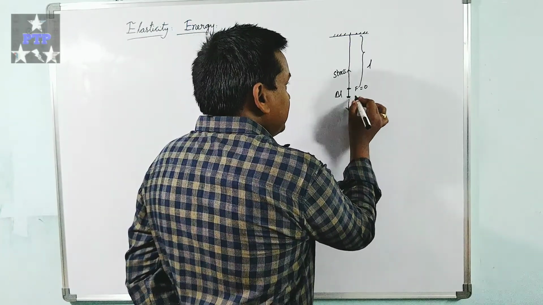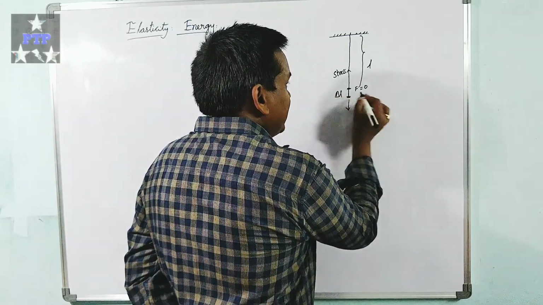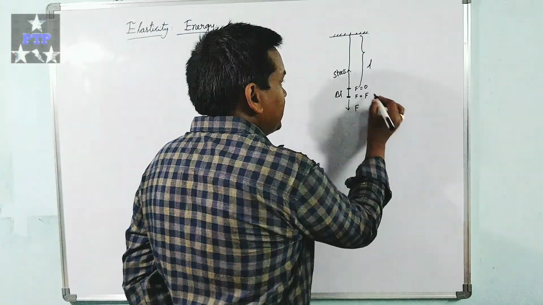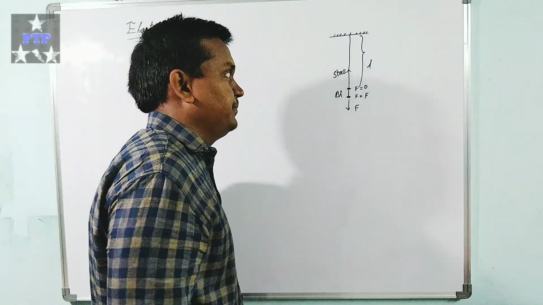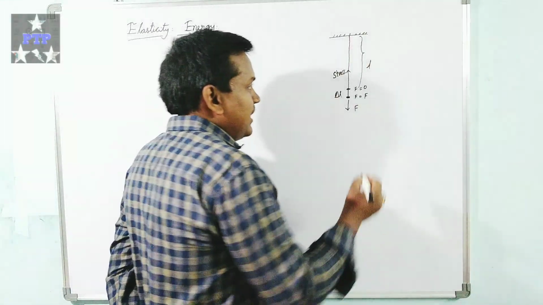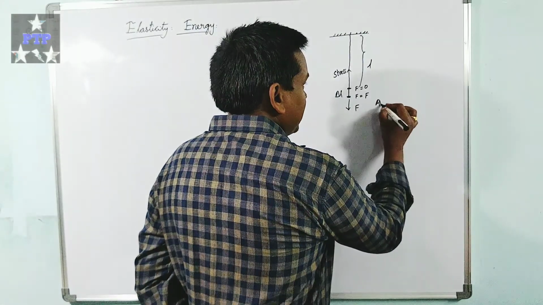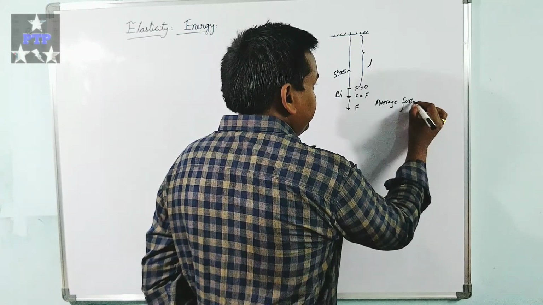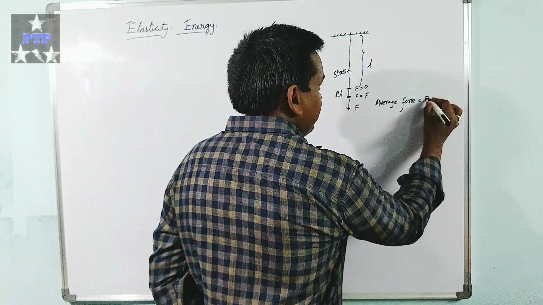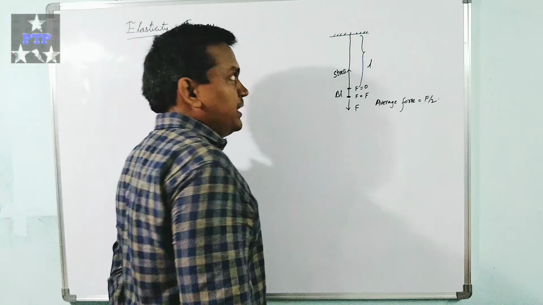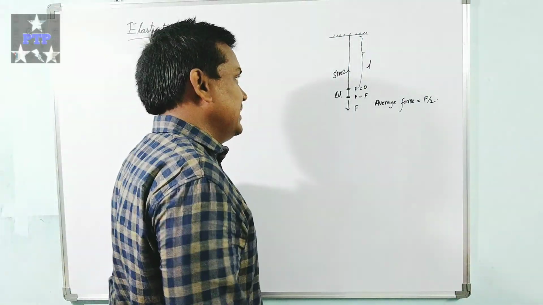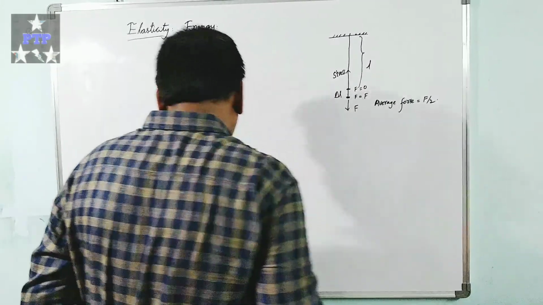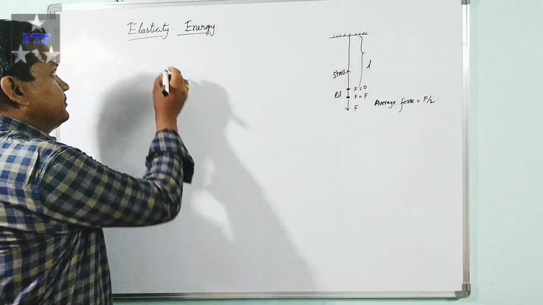After the elongation, that means it comes to some extent delta L. At that time the force acting on the string is F. So if you consider the average force acting on the string, the average force will be F by 2. That is the average force acting on the elastic string due to the application of force F.